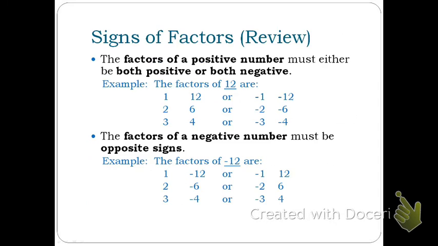So when you're asked to list the factors of a number that's positive, remember they can be all positives or all negatives. The factors of a negative number, though, must be opposite signs. So if you have the factors of negative 12, you would need like 1 times negative 12 or negative 1 times positive 12. And you can see all the same factors are there, just the signs are opposite.